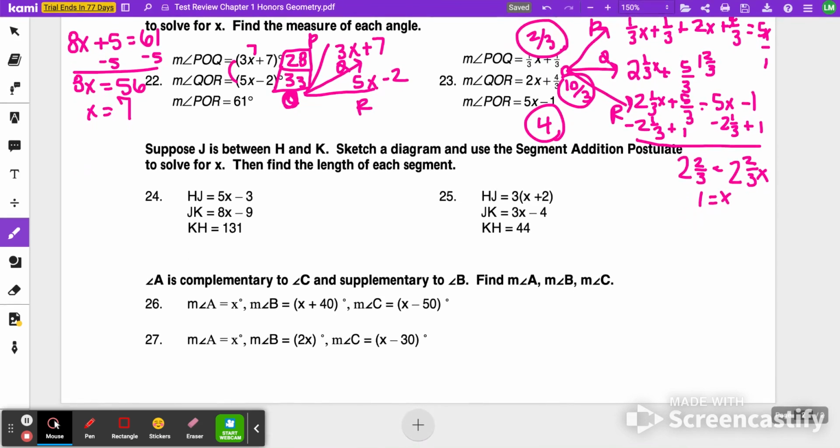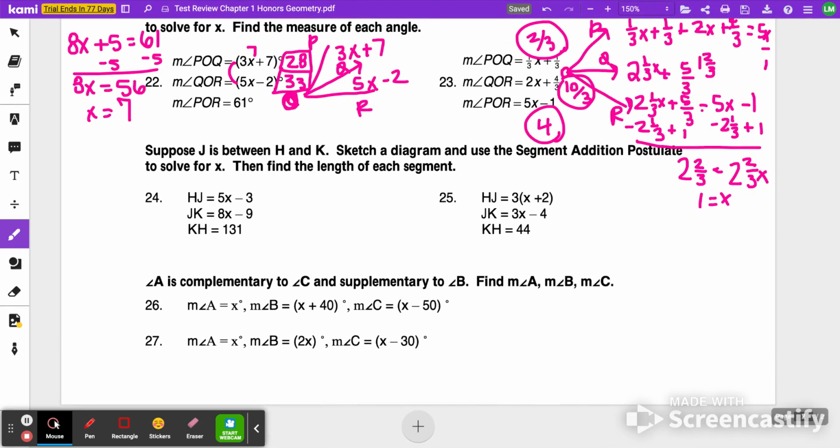24. Suppose J is between H and K. Sketch a diagram to use the segment addition postulate to solve for x, then find the length of each segment. So J is in between H and K. So here's H and K, and here is J.